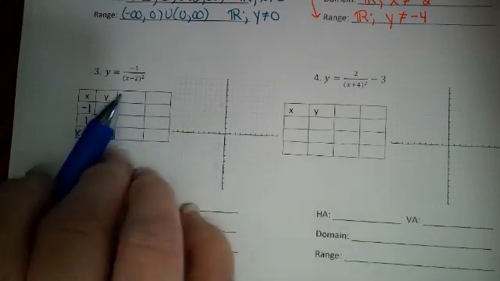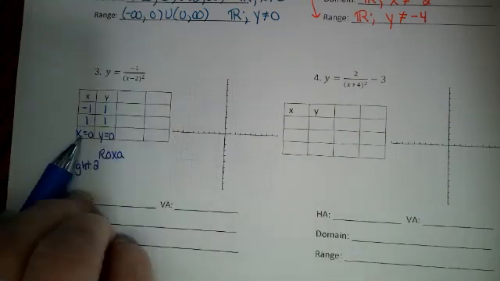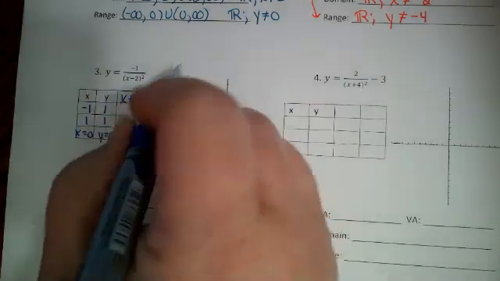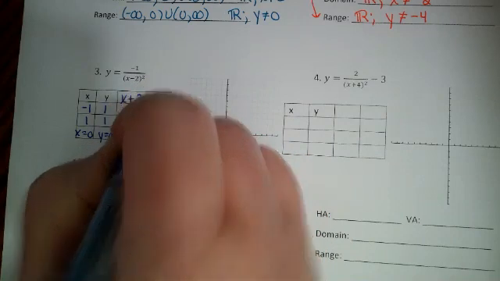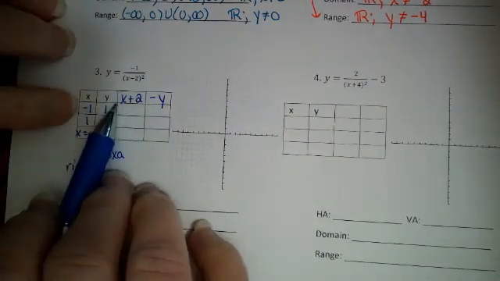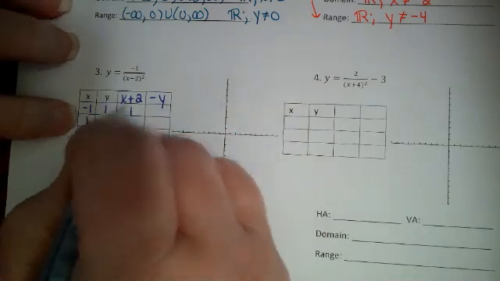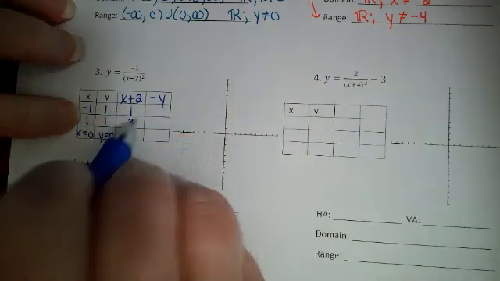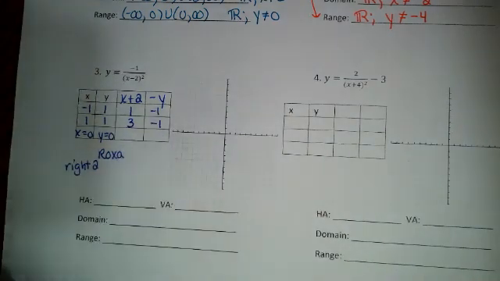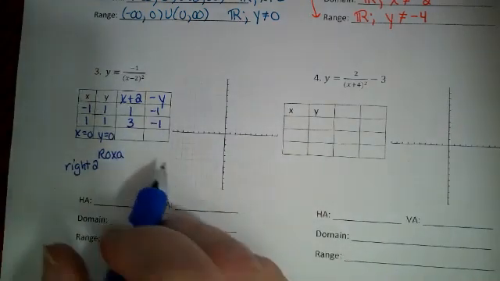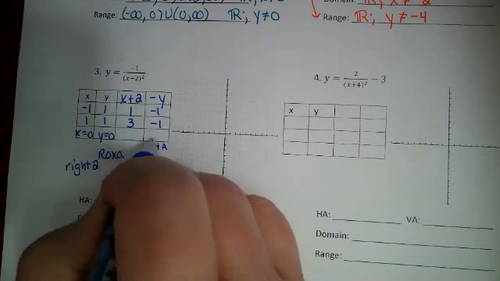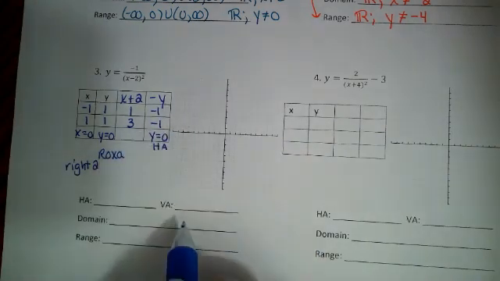So here we go. If I move to the right 2, that's an x plus 2. And the only thing I did vertically was I reflected over the x-axis. So that's negative y. So negative 1 plus 2 is 1. And then 1 plus 2 is 3. And for both of those, I get negative 1 for my y value. So my horizontal asymptote, remember that comes from your y. It did not go up or down, so it stayed at y equals 0.